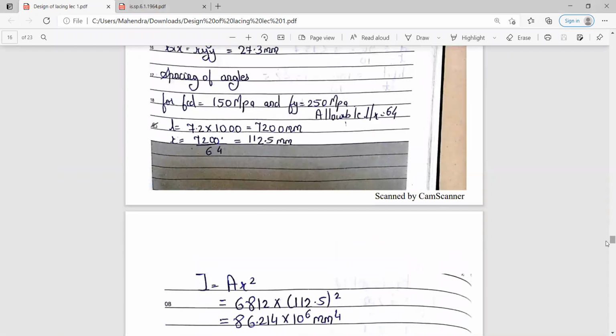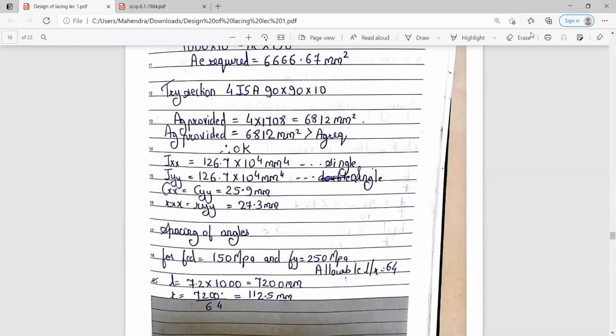Now, spacing of the angle. For FCD 115, you had assumed the value of FCD as it is not given in the question. For FCD 150 and FY 250, FY is nothing but the yield stress. Allowable L by R ratio is here 64. So L will be 7.2 into 1000 as you need to convert it in mm. So L will be 7200 mm.